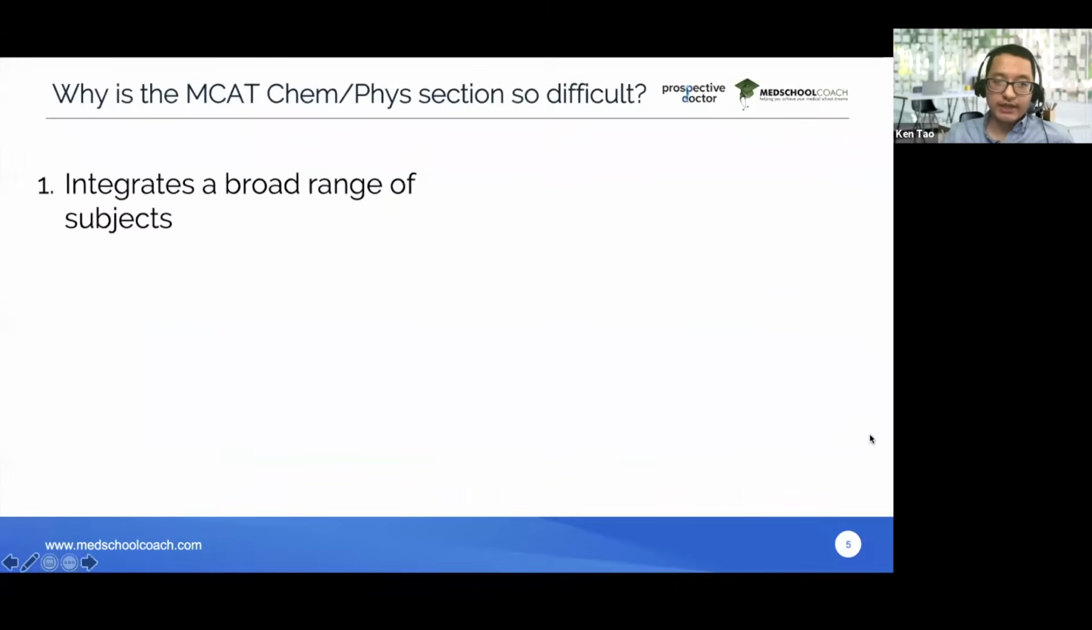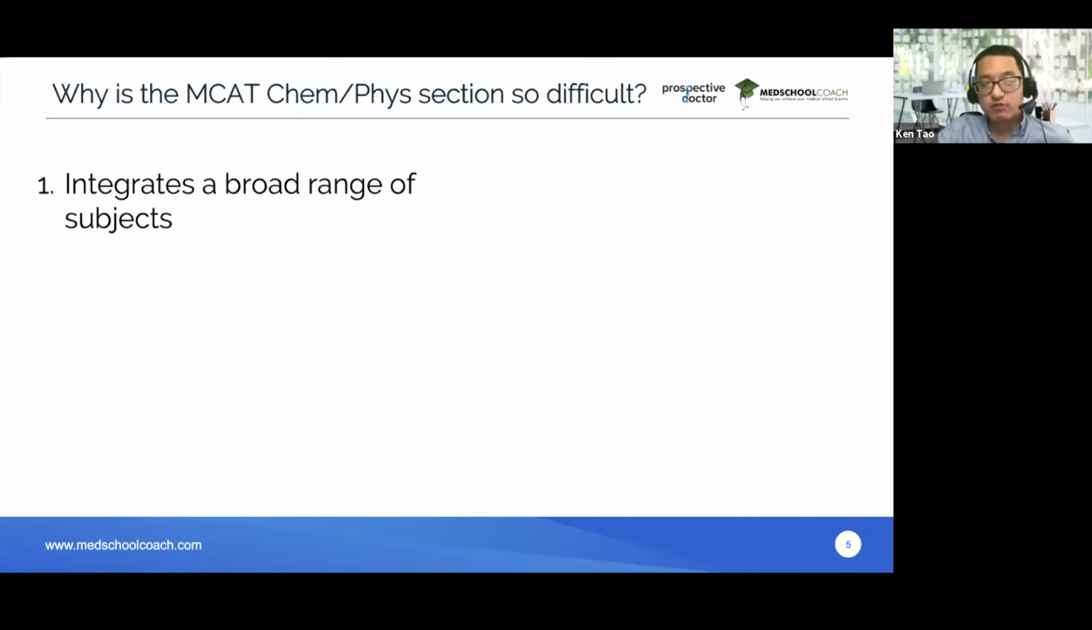Another related question that we get is about the different sections of the exam and more details. For this presentation, we're going to focus more on the Chem Phys section. In my original slide, it was on Chem Phys and CARS, because those are the 2 sections that students typically have the most difficulties with. CARS is kind of just a beast of its own.